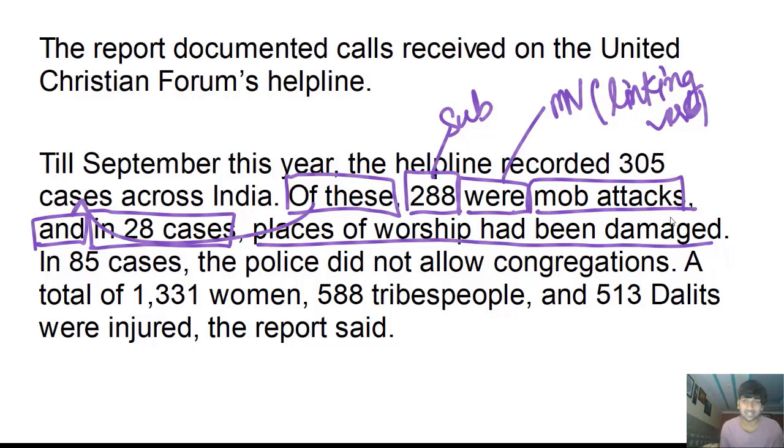And in 28 cases, more information, places of worship, places where you worship, right? In this case, churches had been damaged. So this is the subject. Places of worship had been damaged is the verb phrase, right? And is the conjunction. So now this is a compound sentence.